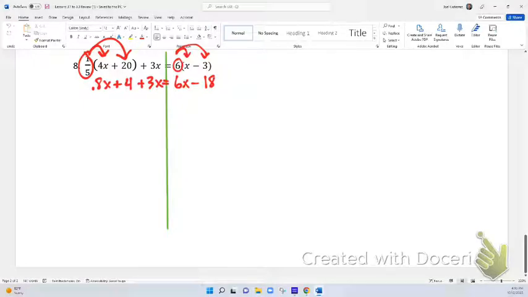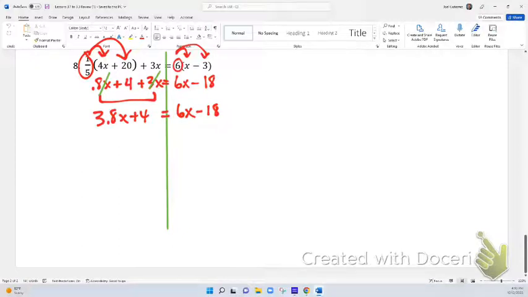On the right side, you only have 2 terms. You can't combine those. On the left side, you do have 3 terms. We can combine these before doing anything. So 0.8 plus 3 gives you 3.8x. Bring down the 4 because you didn't do anything to it. And then once again, you just rewrite this part.